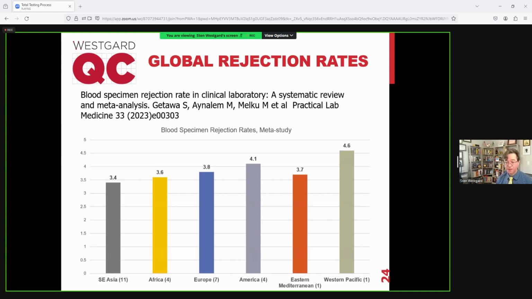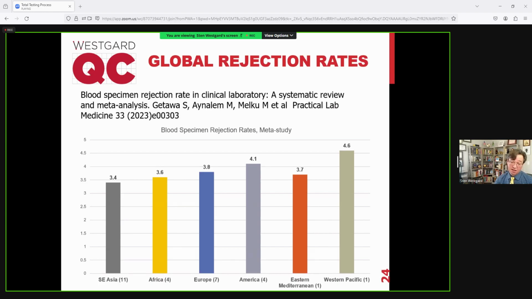They only had 1 study from the Western Pacific, and it had the highest success rate for blood specimens. So again, meta-analysis can be good, but I have a feeling the best blood specimen rejection is not in the Western Pacific. We can say right now, based on the data we've seen, America might be leading.